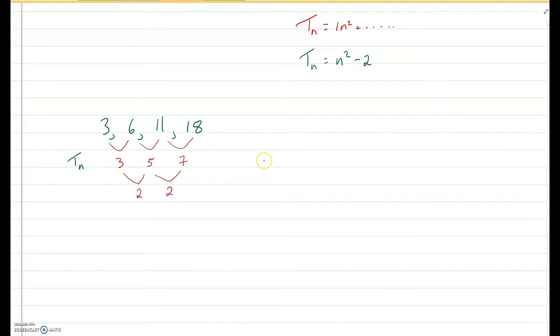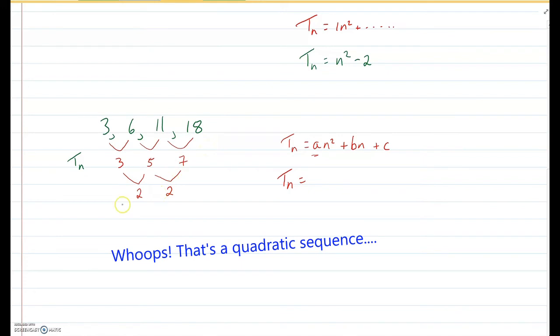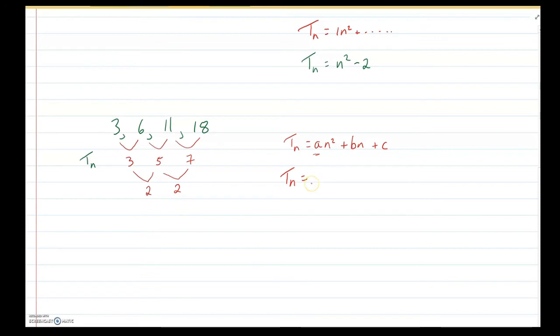Now, because our second difference is 2, when we write down the general equation for Tn, it's some number a times n squared plus some number of n's plus another number on its own. We know that this a here is half of our second difference. So already we know that Tn for this sequence, and we know it's a quadratic sequence because the second difference is constant, is going to look like Tn equals n squared, and we don't know what's after that.